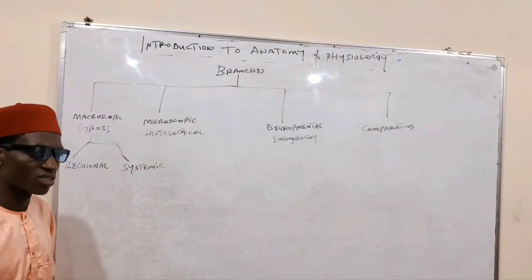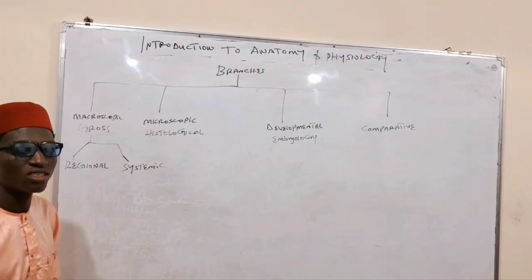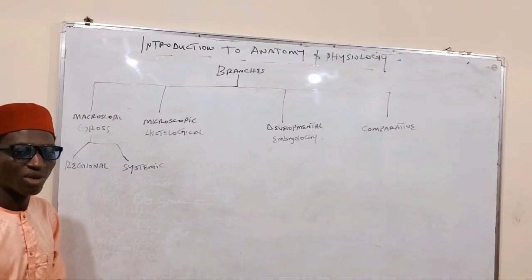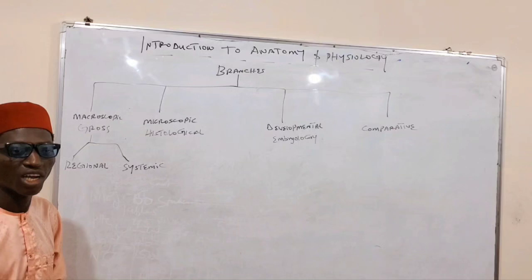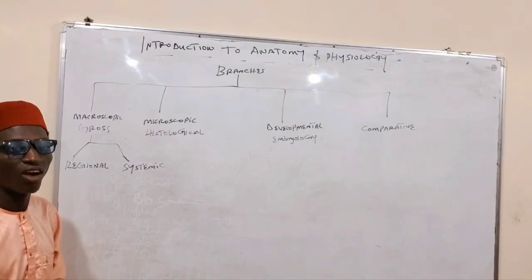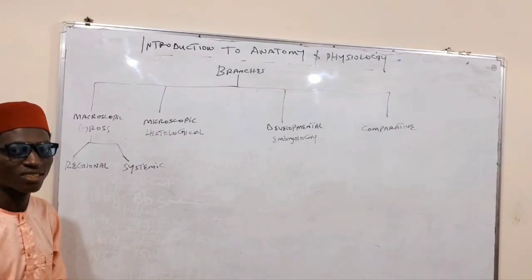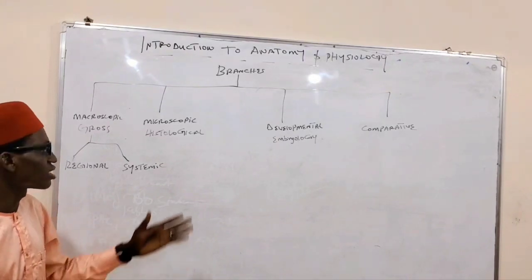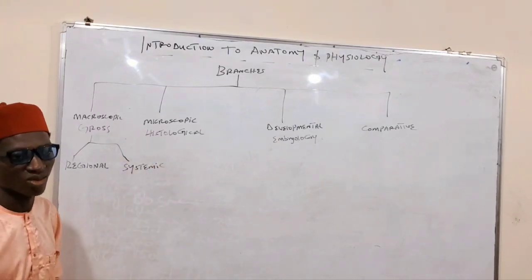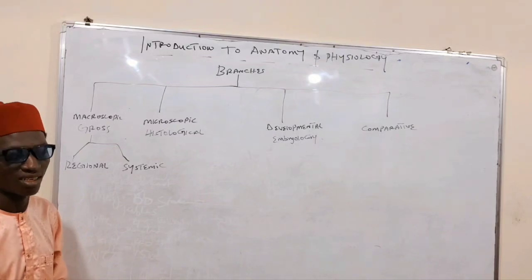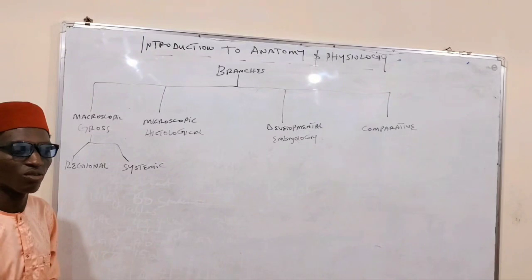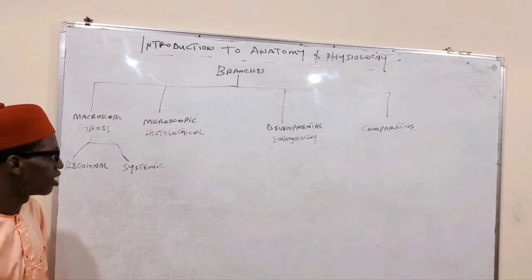Then going to the next branch, which is the microscopic anatomy or histological anatomy. It's a branch of anatomy that deals with the study of structures you cannot see with your naked eye until you make use of hand lenses or microscope. And that is why you call it histological anatomy. It has to do with study of the structures you cannot see with your naked eye, such as the human cell. You cannot see the human cell with your naked eye unless you make use of microscope or hand lenses.